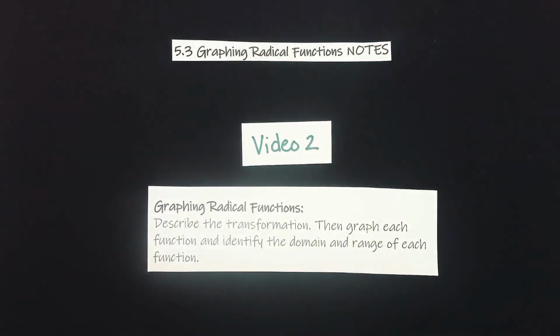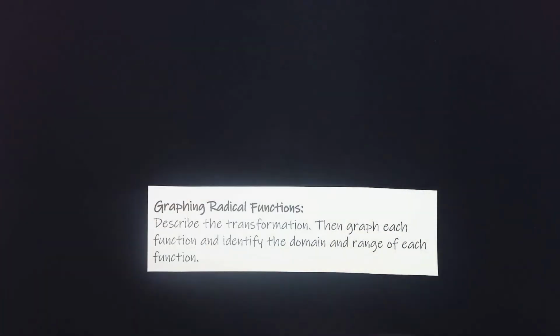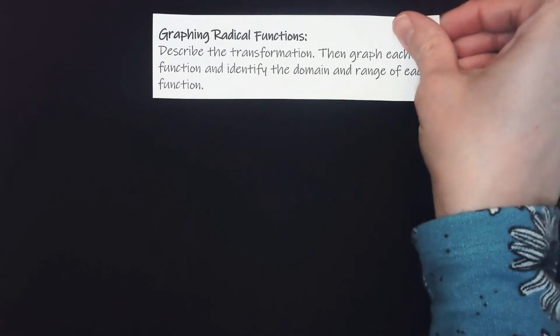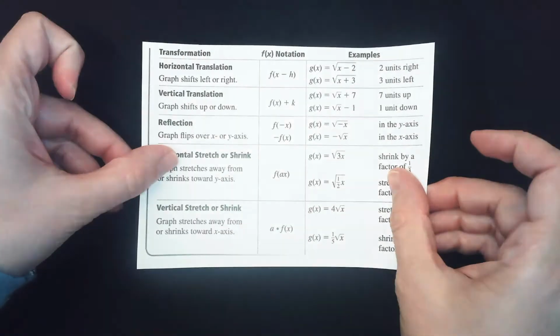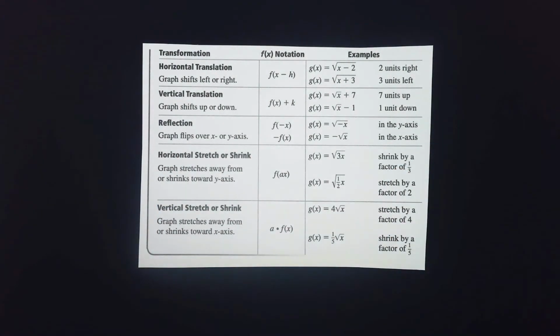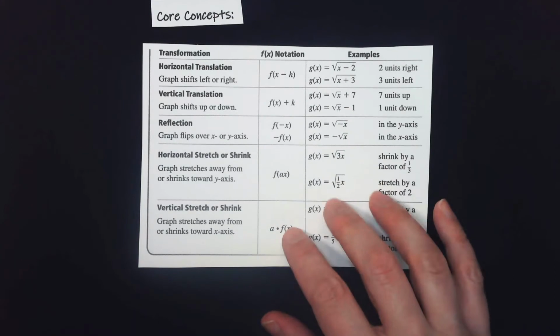Okay, this is the second video of 5.3. This time we're going to actually do some transformations to those parent functions of the square root and cube root. So we're going to describe the transformation, graph it, and state the domain and range. Before we get started with the first problem, let's review our transformations.